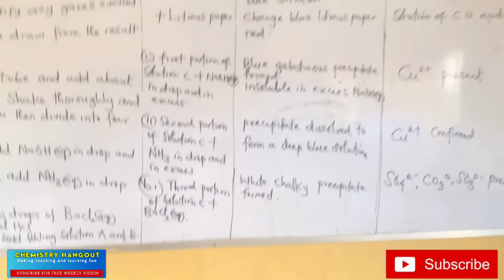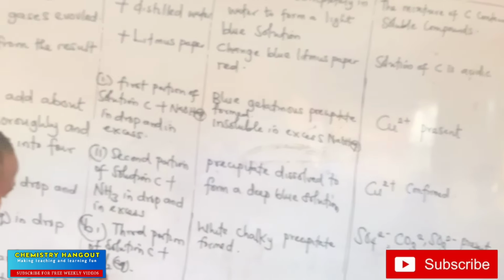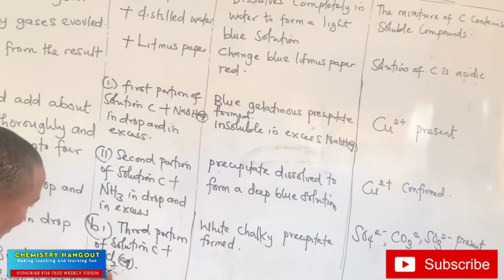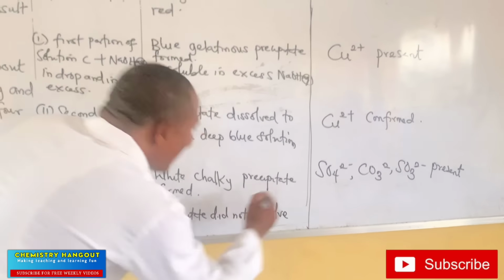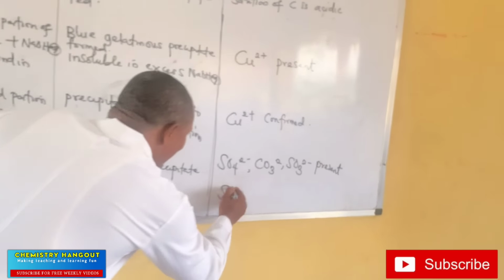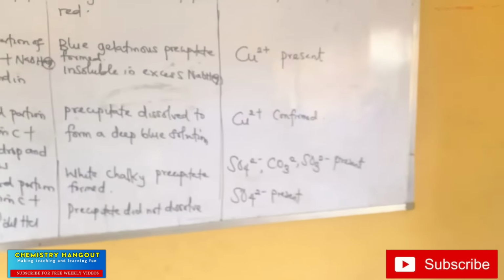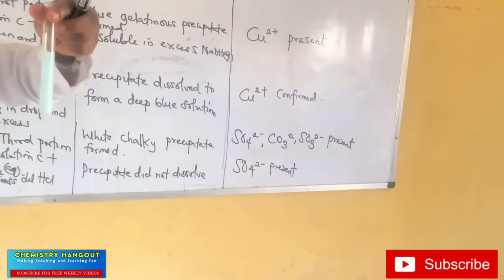So on addition of excess dilute HCl, I can say the precipitate did not dissolve. And if the precipitate did not dissolve, that means SO4 2 minus is present. Did you see that now? If the precipitate has dissolved, it means it's either this or this, and then we can do a further test to know which of these two is present. I don't know if that's clear.